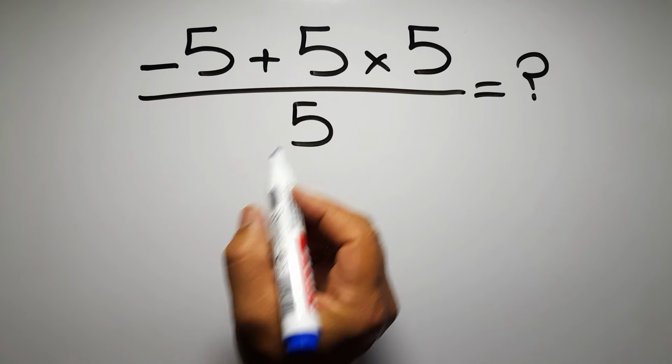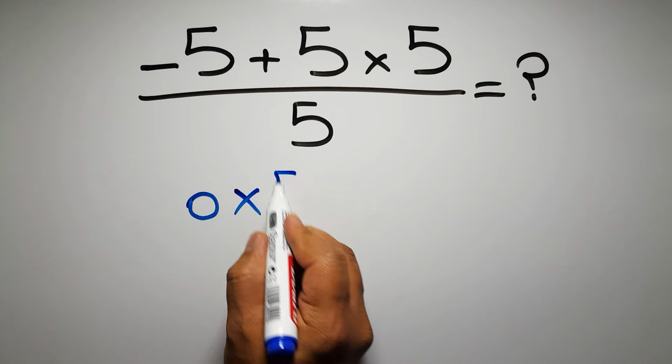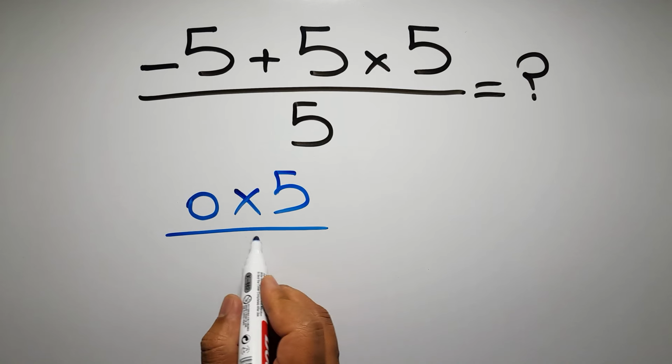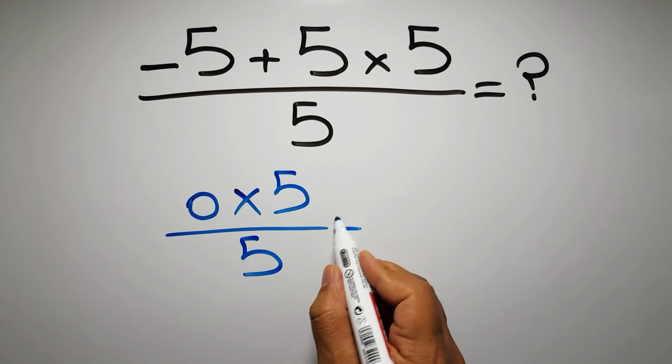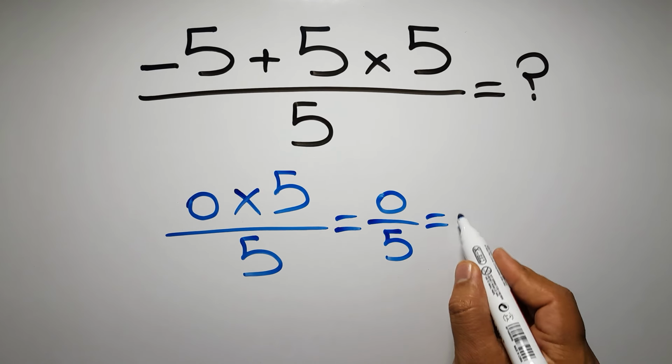Negative 5 plus 5 gives us 0. So 0 times 5 over 5. 0 times 5 equals 0, and 0 divided by 5 gives us 0.